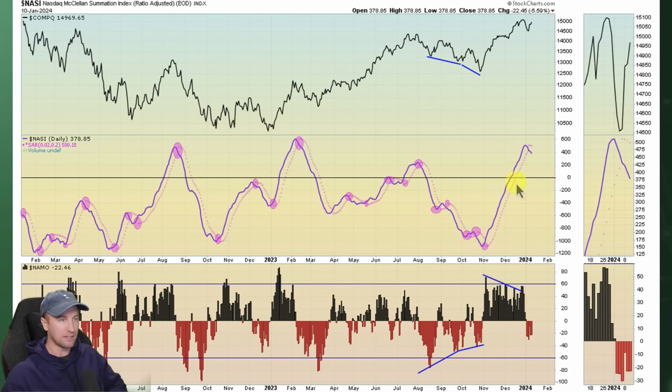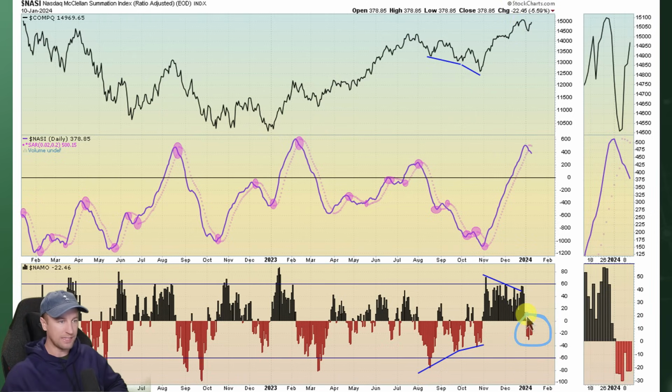If we take a look at the summation index, you can see the parabolic star ticked over 4 trading days ago. And what has the market done since that point? The market has done absolutely nothing. It's been consolidating. So when we see this, we say it's a potential change in trend or a period of consolidation. And you can see here, that is exactly what's happening.